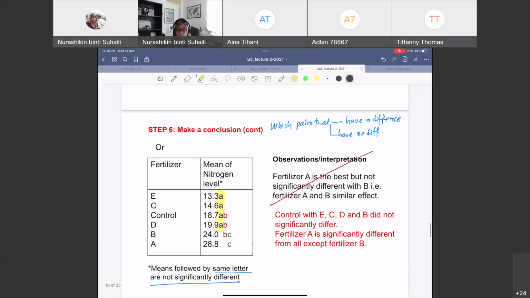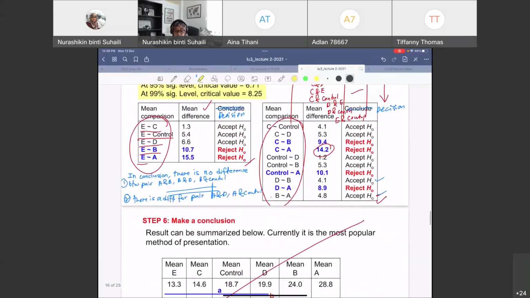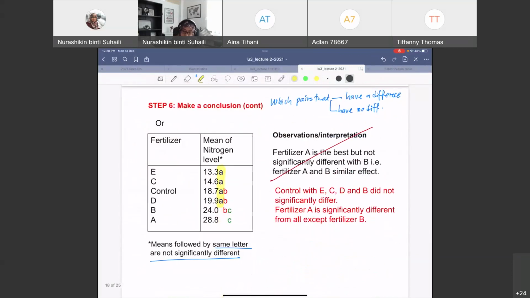So say you analyze from the pairs here, you would see that the pairs EC, E control, and ED have no significant difference. So you name it as A. Another group that does not have significant difference is treatment BD control. This is actually based on your observation, but this is how the statisticians present the data.